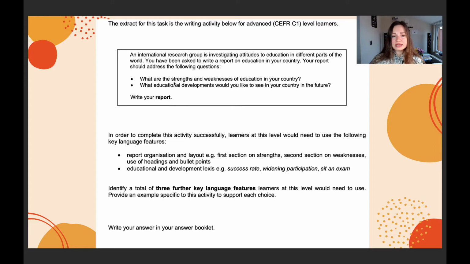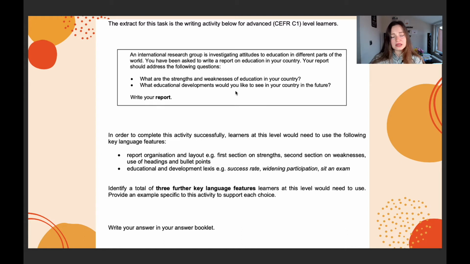We can see that in the task we need to have a look at what are the strengths and weaknesses of education in your country, and we should think, all right, in this context, we probably might expect our students to compare pros and cons, strengths and weaknesses of education, and it means that probably we might expect some comparison. And if we have a look at the second bullet point, what educational developments would you like to see in your country in the future?